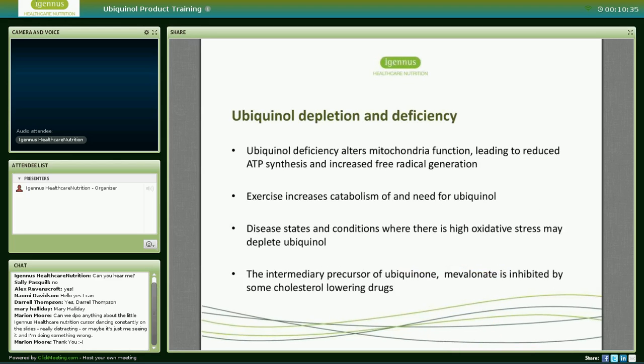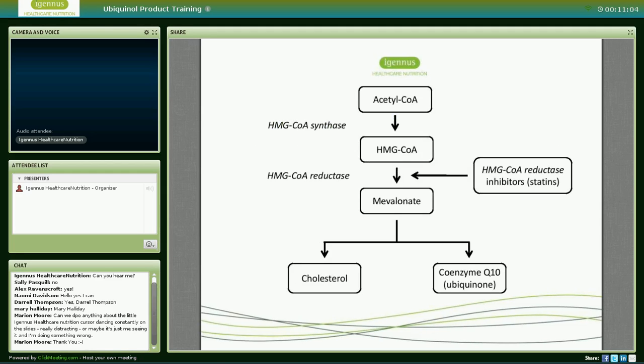So, as I've stated, ubiquinol deficiency alters mitochondrial function. It leads to reduced ATP synthase and the increase in free radical generation. We also know that exercise increases the catabolism and need for ubiquinol. We also know that there are certain disease states and conditions where high oxidative stress can deplete ubiquinol levels. And we also know that there are certain pharmaceutical drugs, such as statins, for example, HMG CoA reductase inhibitors, that can block the conversion not only of cholesterol but also of coenzyme Q10.